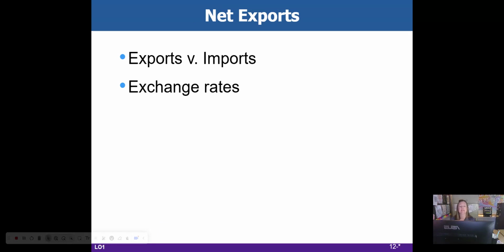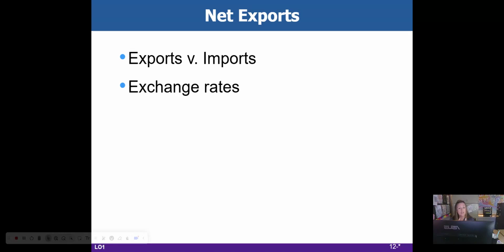And then the last one is exports, net exports. And we can look at this two different ways. We can look at it as the balance between exports versus imports. So like how much stuff are we exporting versus how much stuff are we importing? If we export more than we import, the net export number goes up and aggregate demand shifts right. If we import more than we export, net exports goes down and aggregate demand shifts left.